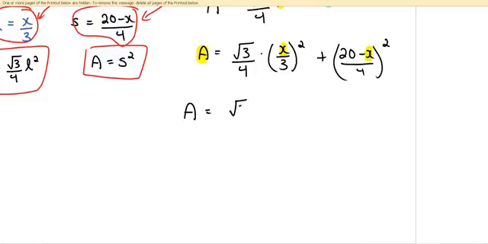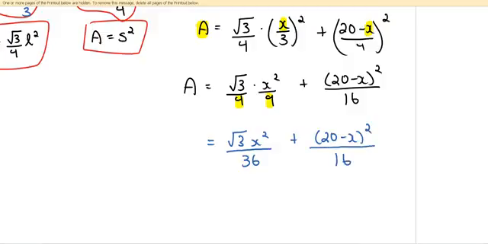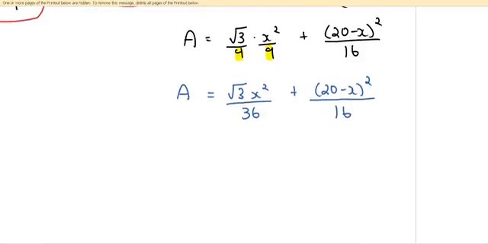So this is going to be root 3 over 4 times x squared divided by 9 plus, put this in brackets, 20 minus x close bracket squared divided by 16. Okay, and then we can take the 4 and the 9, I can multiply those together, so that's going to be root 3 times x squared all over 36 plus 20 minus x squared divided by 16. Okay, so great. I've simplified the problem as much as possible.